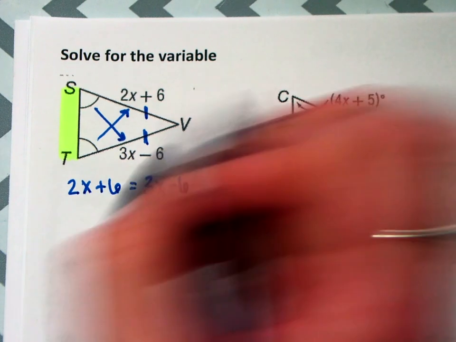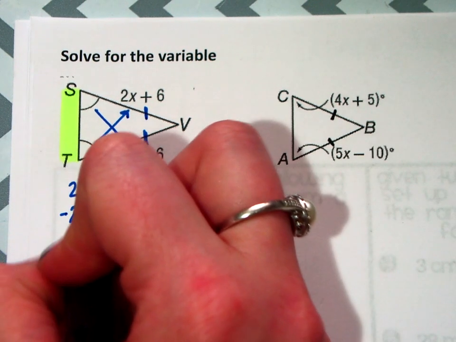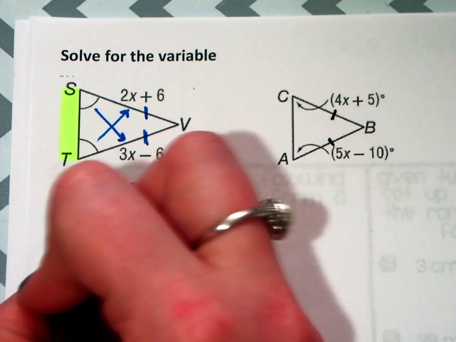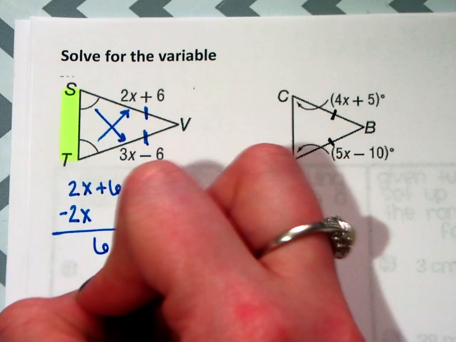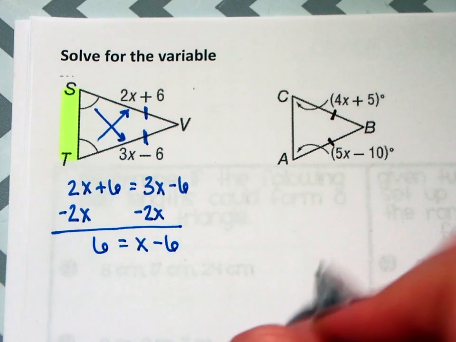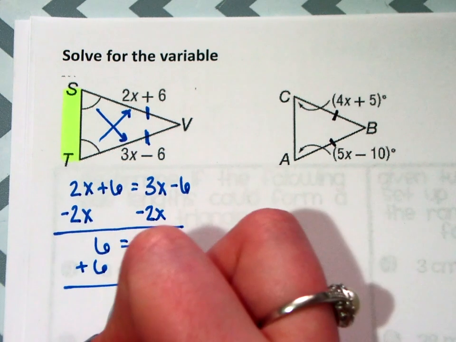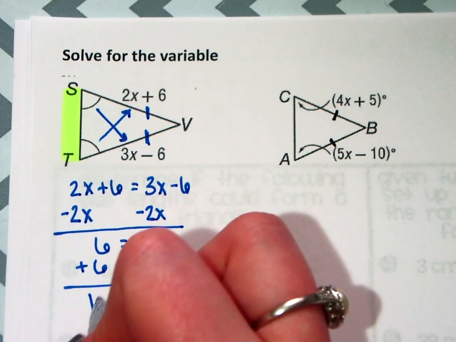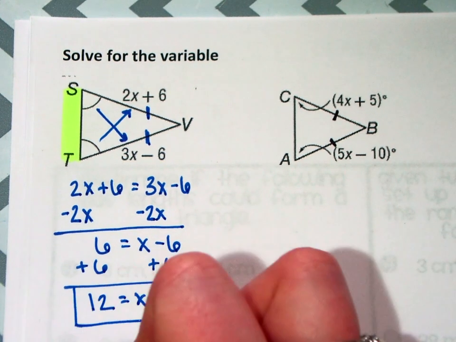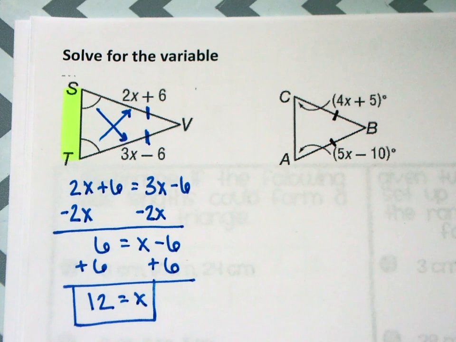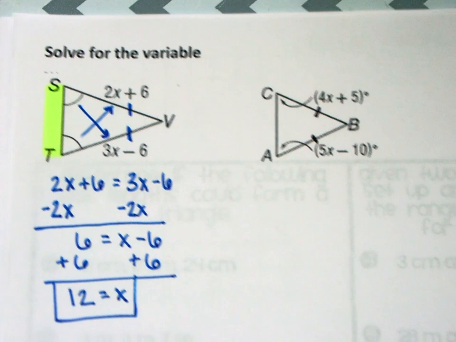The first thing that I'm going to do, I'm going to move the x through subtraction. I get 6 equals x minus 6. Then I'm going to go ahead and add 6 to both sides. 6 plus 6 is 12. So all you have to do, if you find the base, you should be able to easily find the legs of the triangle and just set them equal. Let's try the second one.